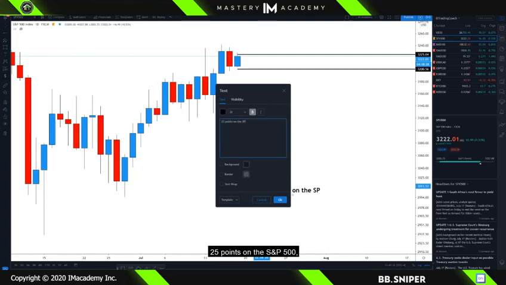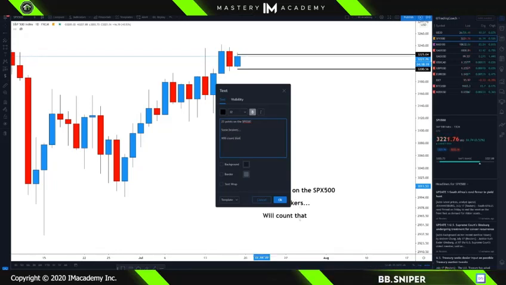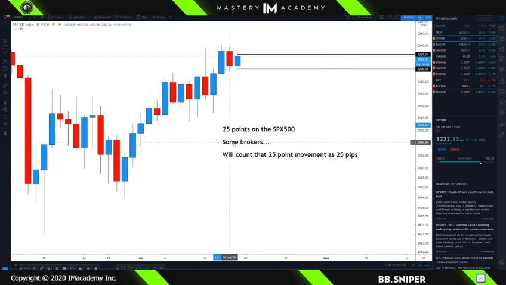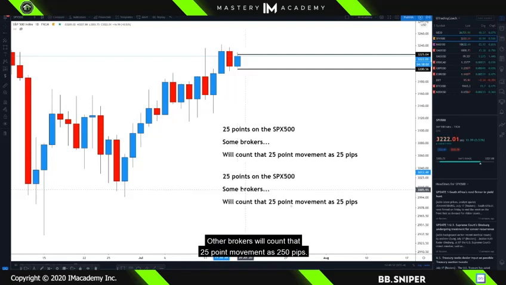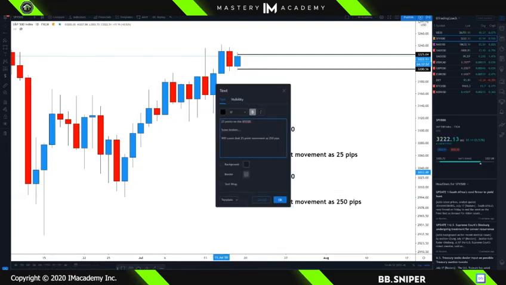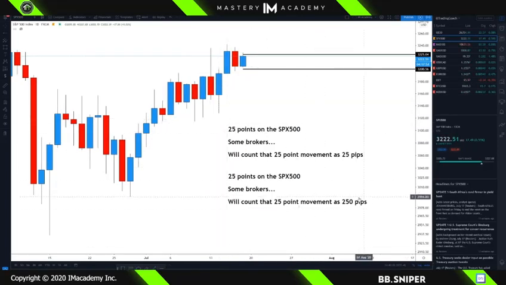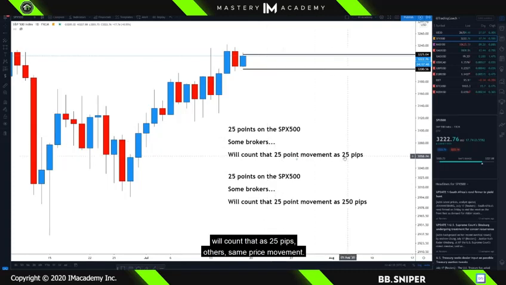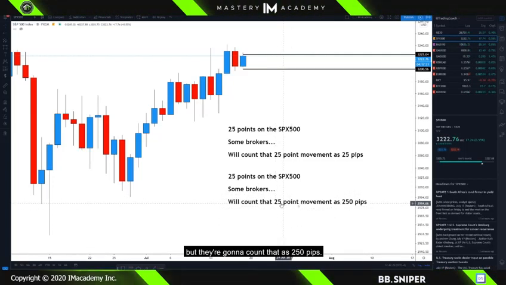25 points on the S&P 500, some brokers will count that 25-point movement as 25 pips. And it's very few brokers that actually do that. Other brokers will count that 25-point movement as 250 pips. So the same movement from 3,200 to 3,225, some places that you can trade on will count that as 25 pips. Others, same price movement, the market only moved 25 points in this example, but they're going to count that as 250 pips.